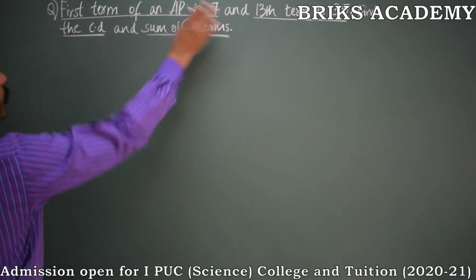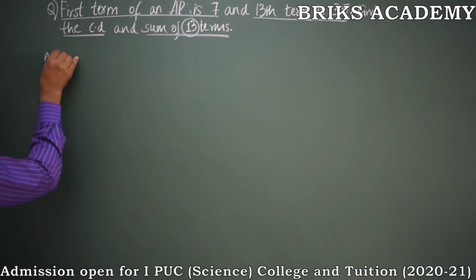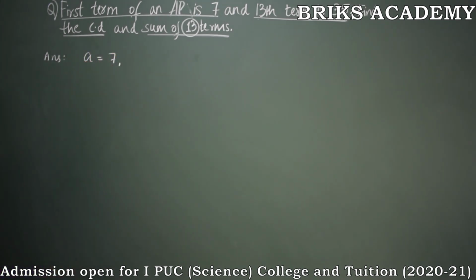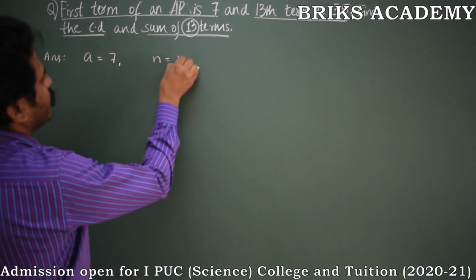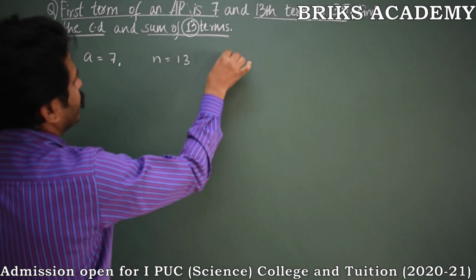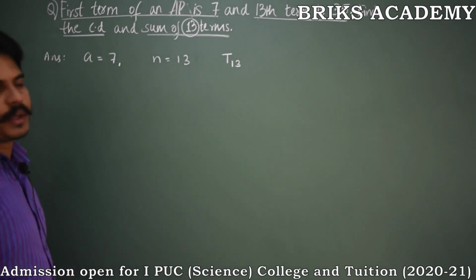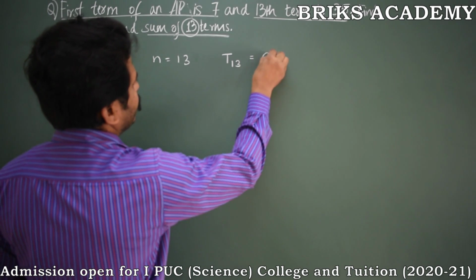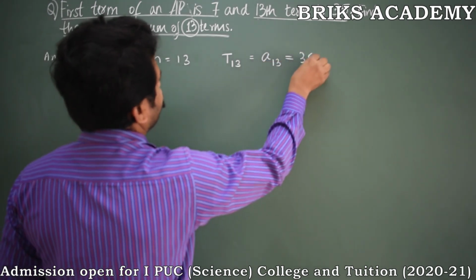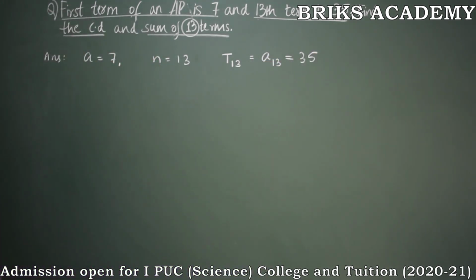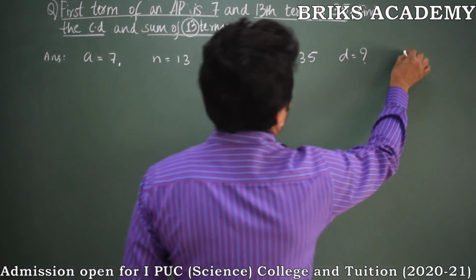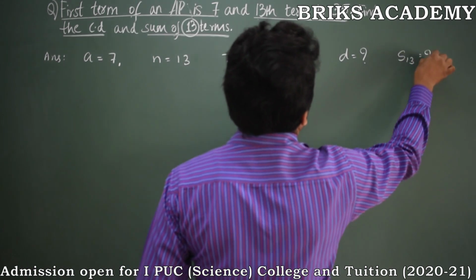The first term of an AP is 7. What do you mean by that? First term of AP is 7, that is A equal to 7. The 13th term is 35. That is N equal to 13. The 13th term, you can write it as T13 or A13. The 13th term is 35. Find the common difference, D, they ask you to calculate. And the sum of 13 terms, S13, they ask you to find out.